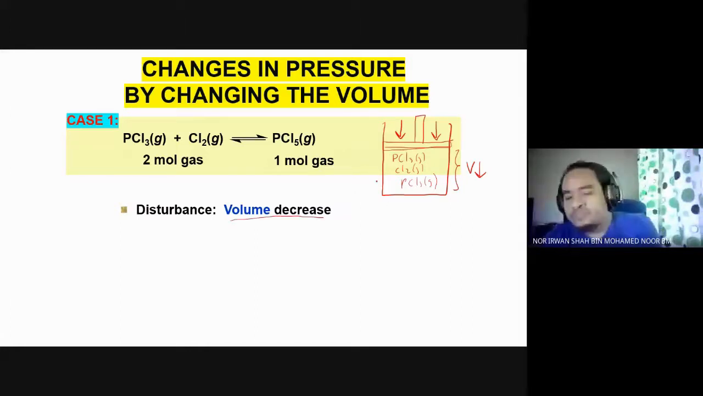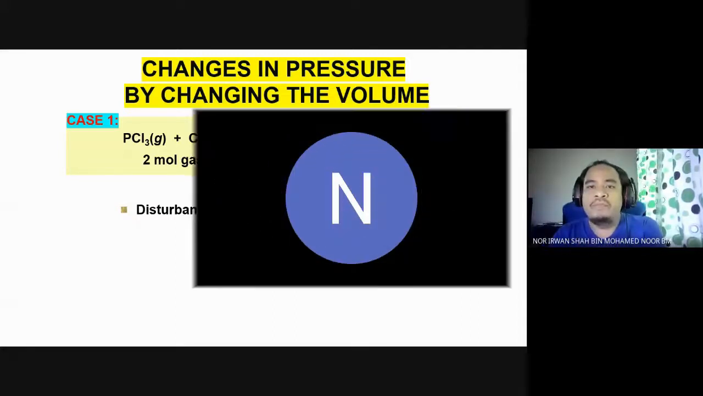Remember, Le Chatelier's principle states that whenever an equilibrium system is disturbed, the system will reattain a new equilibrium by undergoing a net reaction, where the system shifts its reaction to the left or to the right until equilibrium. So in this case, what will the system do?